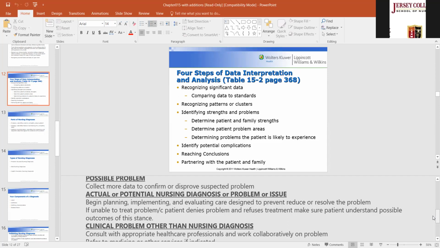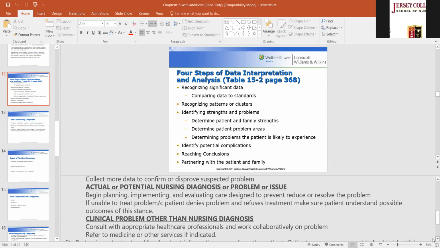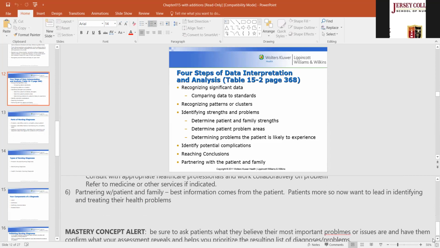And then if the clinical problem is anything other than a nursing diagnosis, then we need to reach out to our other healthcare professionals, report the change in status, work collaboratively with them, refer them if we need to, and then we're going to partner with the patient and the family in order to try to resolve the nursing issues that we did find.